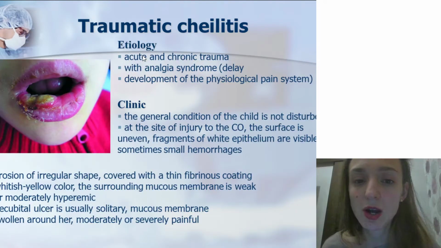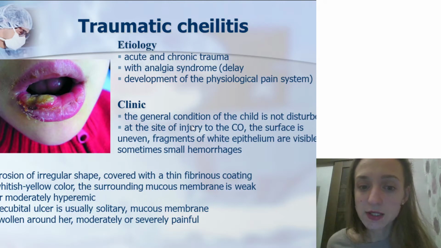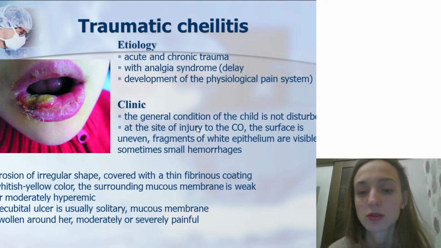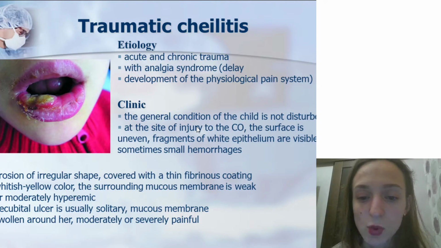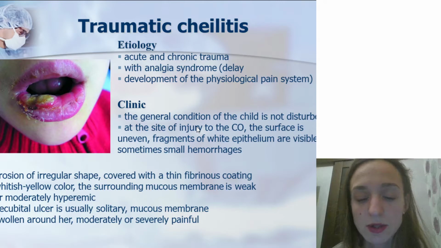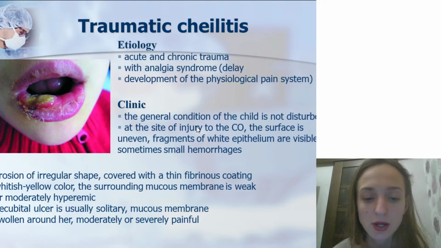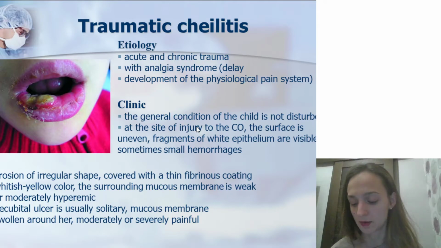Traumatic cheilitis. The etiology is acute and chronic trauma. In the clinical picture, the general condition of the child is not disturbed. At the site of injury to the mucous membrane, the surface is uneven. Fragments of epithelium are visible, sometimes small hemorrhages and erosion of regular shape. A decubital ulcer is usually solitary, the mucous membrane is swollen around it, and it is moderately or severely painful.